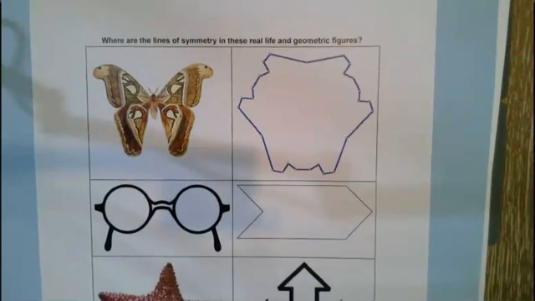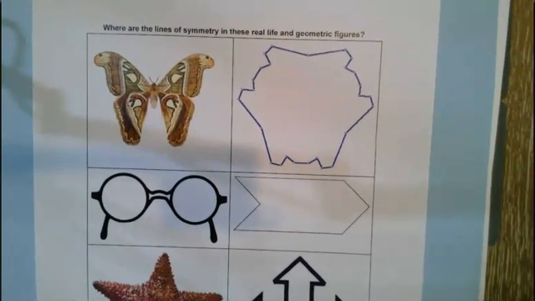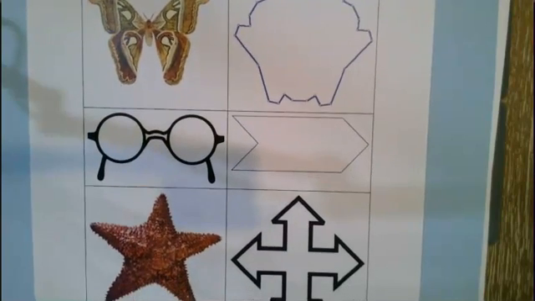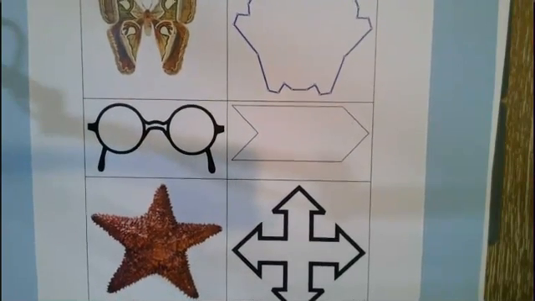And then finally, here's just some more geometric figures. I want you to identify where the line of symmetry is on all of these. Remember, some of them may have more than one.